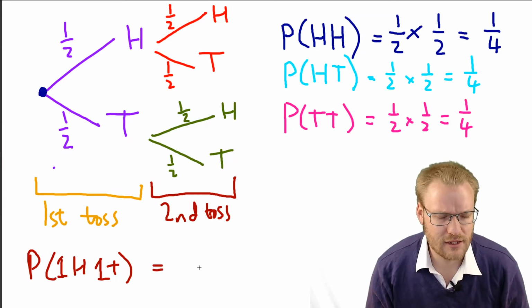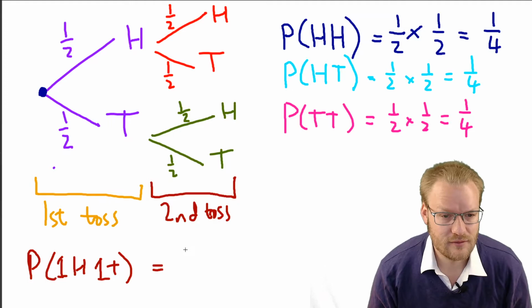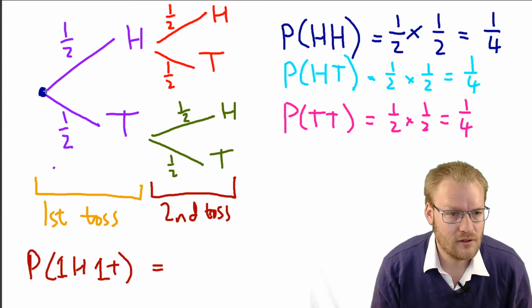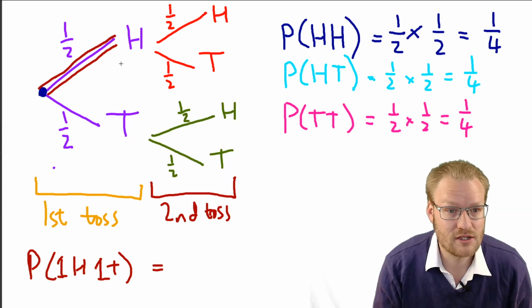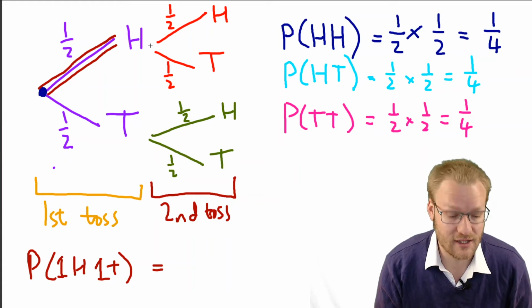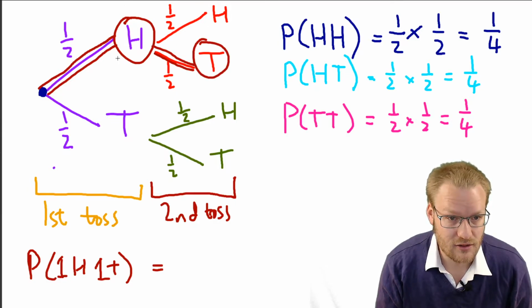Okay, so let's think through it. What options do we have? If we got a head on the first throw, so we follow our diagram and got a head, what must have happened in the second throw? Well, if we've got one head, then we've already got our head, so we can't get another head, so we must have got a tail. So in other words, this is the same as we must get a head and then a tail.